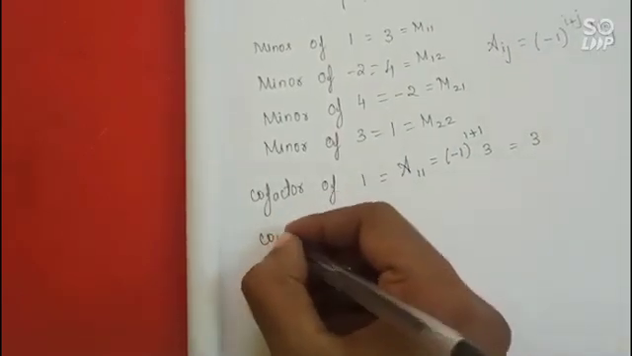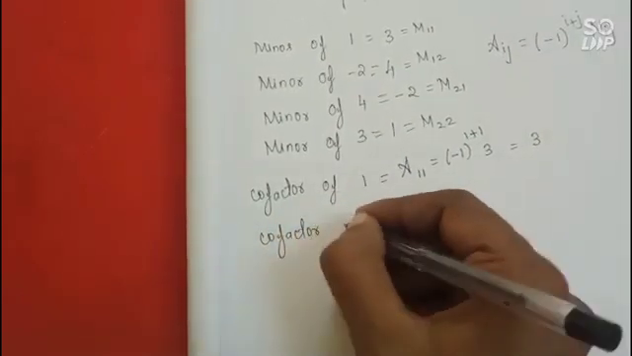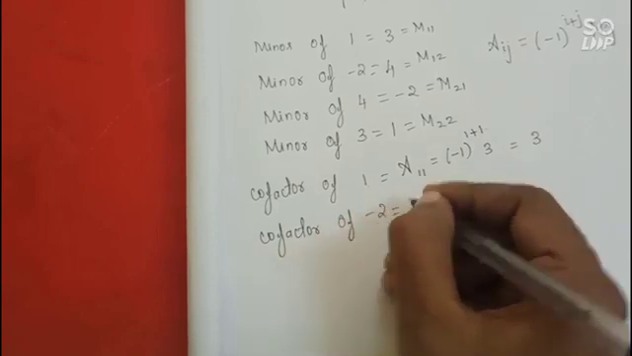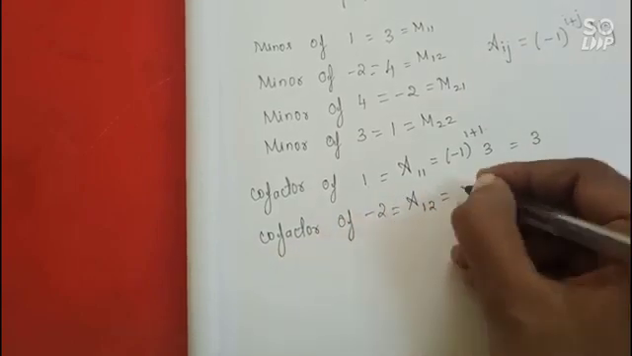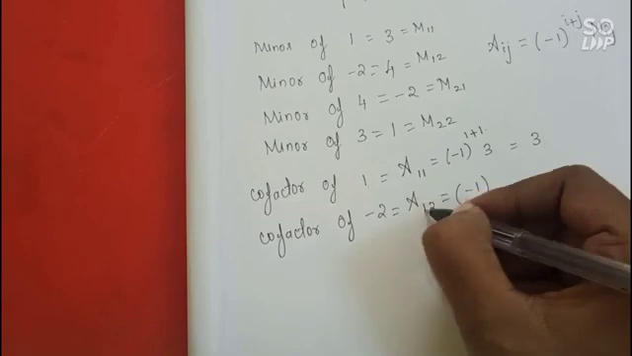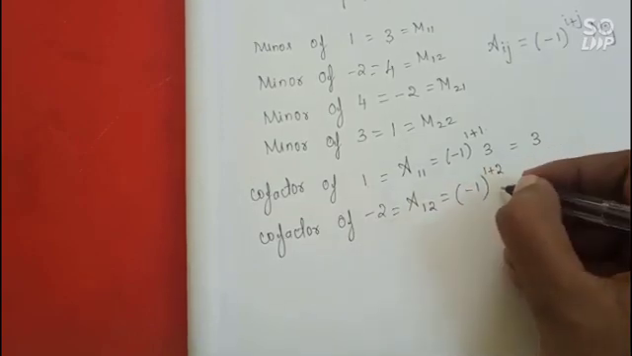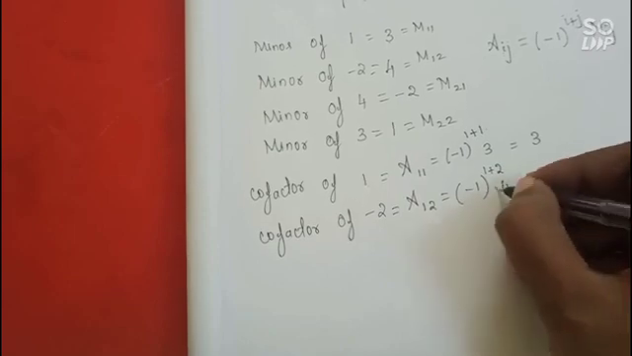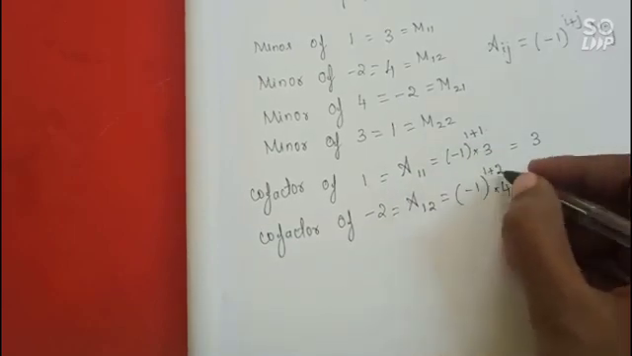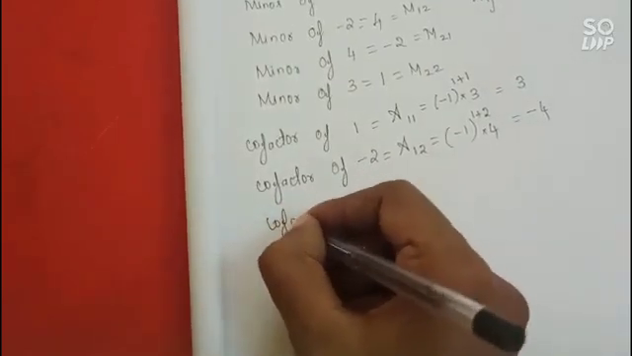Then next one, cofactor of -2 is equal to A12, equal to (-1) to the power i value 1 plus j value 2, into 4. So (-1) cubed into 4, so here we will get a minus value. Got it? Then next one.